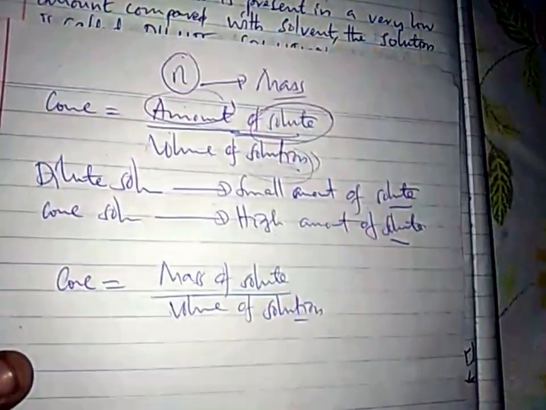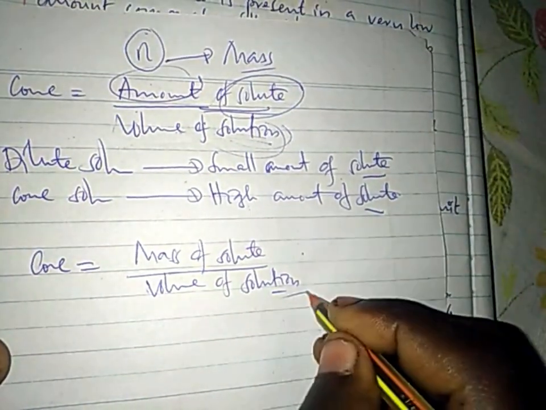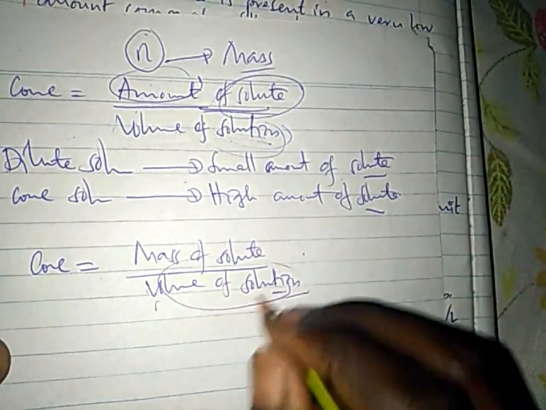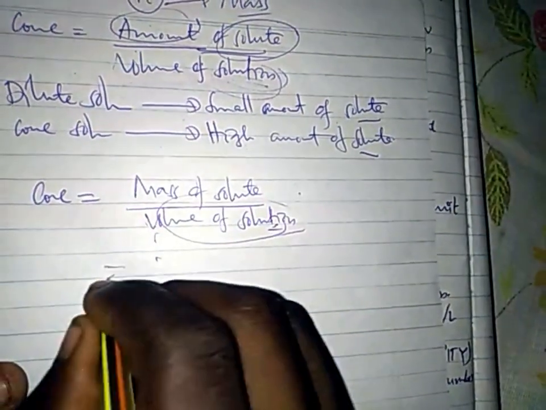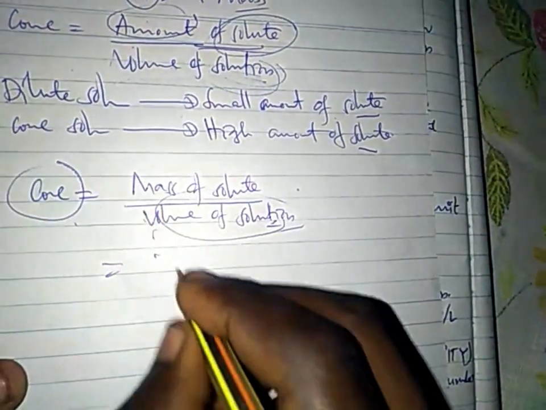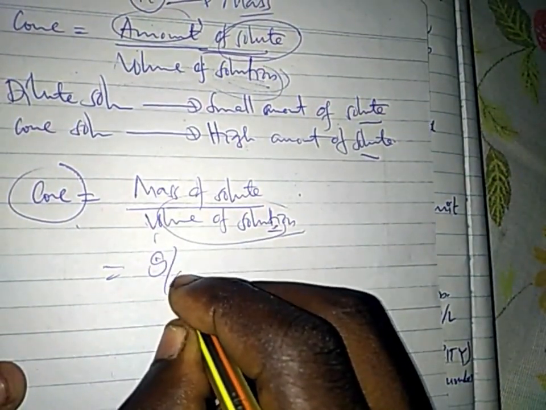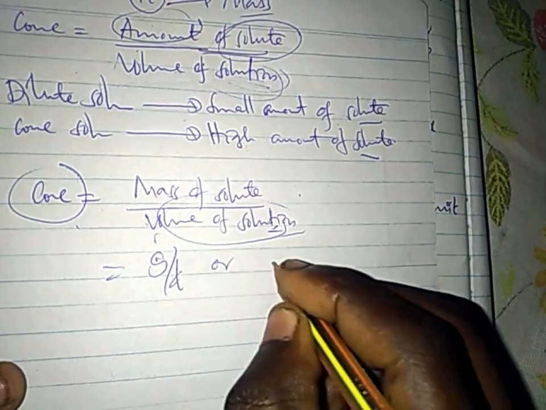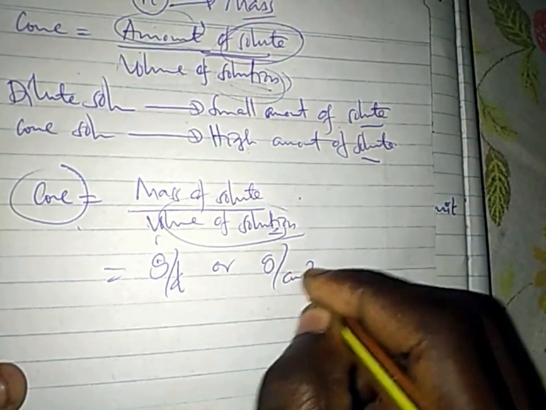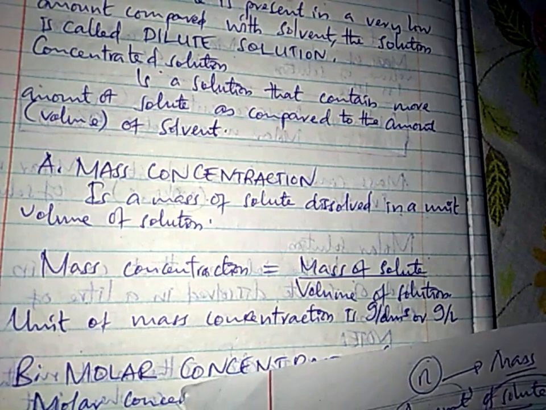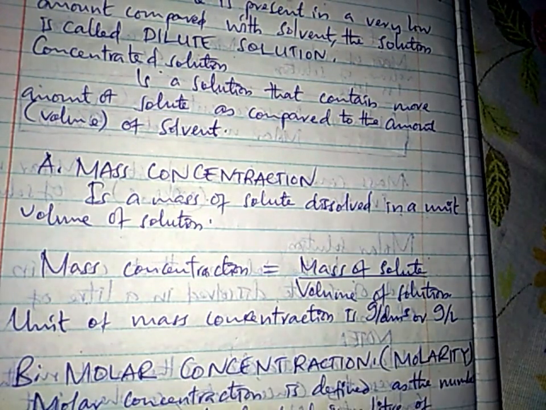Because the unit of mass is gram and the SI unit of volume is liter, the SI unit of concentration is gram per liter, or gram per cm cubed. This is the SI unit for mass concentration.